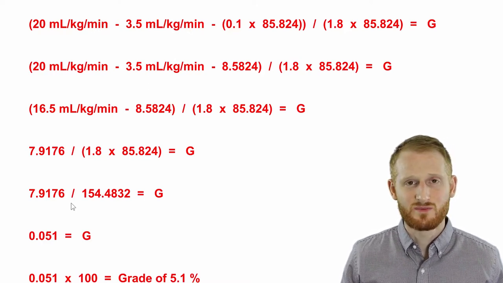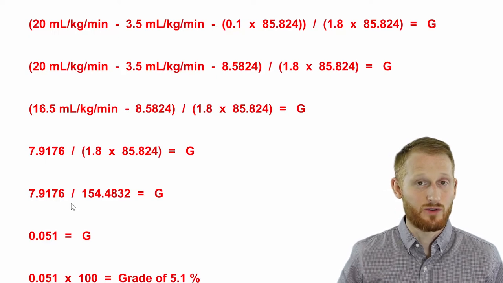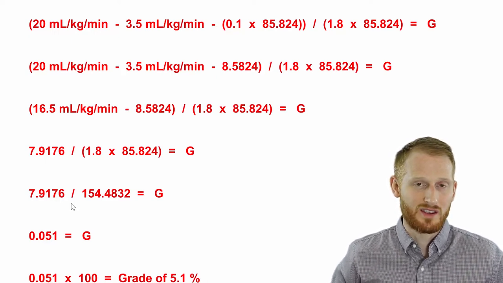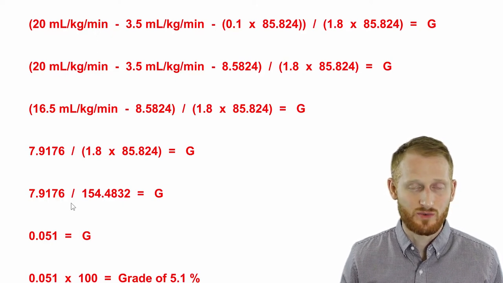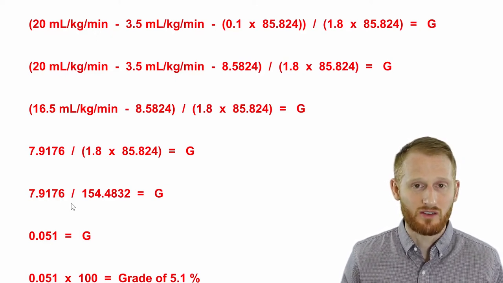And the reason for that is because you don't want to do any rounding throughout, because it's going to throw some error into your equation. So hold on to all your decimals, as many as possible, and then round at the very end.